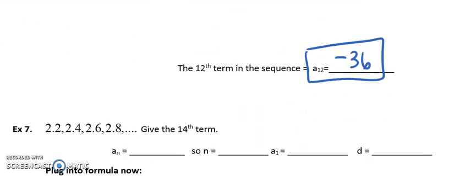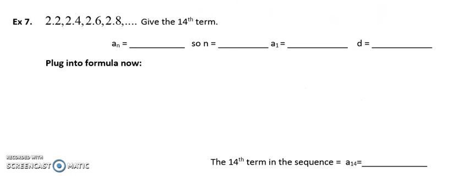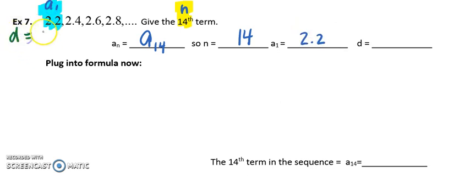All right, all good? Let's do this one. Boom. Here we go. Let's do it again. Give the 14th term. Now, what are they talking about? 14th term, that would be n. So n is 14. So a sub n would be a sub 14, the 14th term. A sub 1 is 2.2. The difference, you have to find it. The difference is going to be a term minus its previous term. So 2.4 minus 2.2 is 0.2.